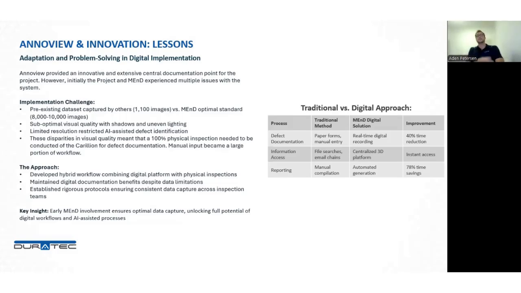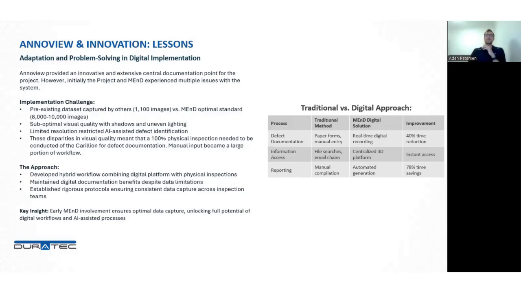Whilst, to be honest, it wasn't all easy. I want to be honest about our digital journey on the Carillion. It wasn't without challenges. Inheriting this imagery, which is generally below our own capture standards, there was a lot of shadows and uneven lighting with these images. So this restricted AI-assisted defect identification. As a result, we actually needed to do 100% physical inspection of the Carillion itself rather than our preferred AI-first assisted approach.